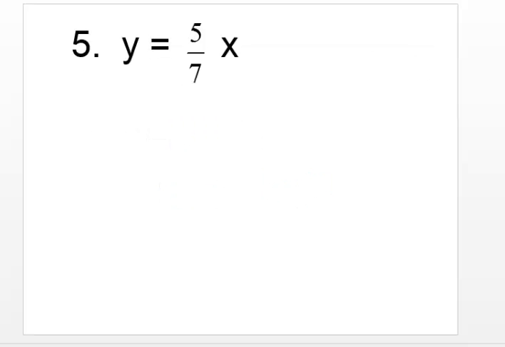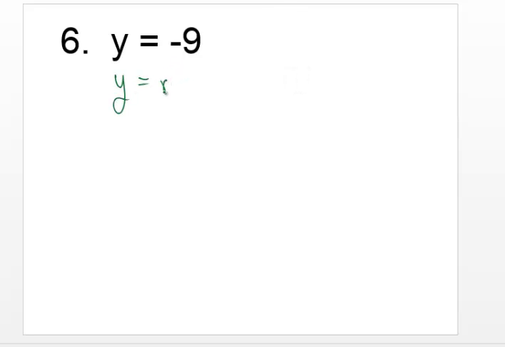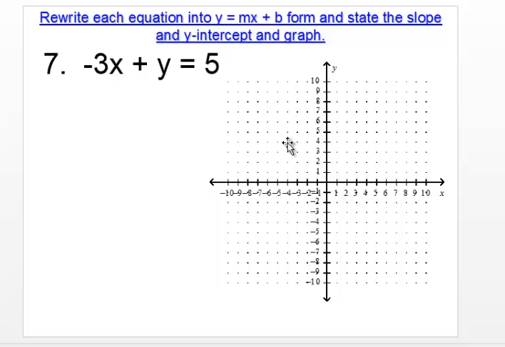On this one, the y-intercept is missing, but it's like having a +0. So on this one, my slope is 5/7, and my b is 0. In this last example here, the x part's missing, so it really says 0x minus 9 or plus -9. So my slope would be 0 in this problem, and my b is -9. For the next part, we're going to graph these, putting them into the correct form.